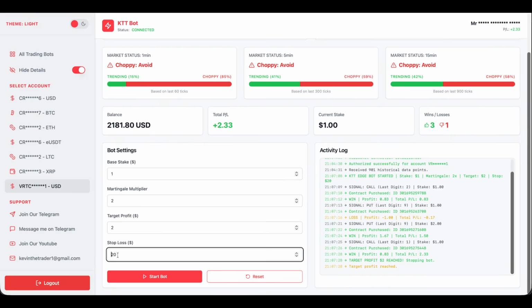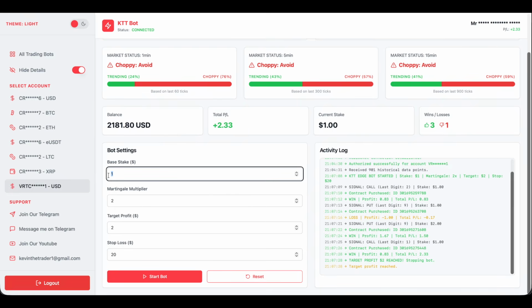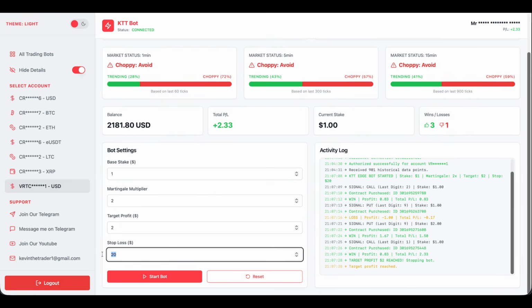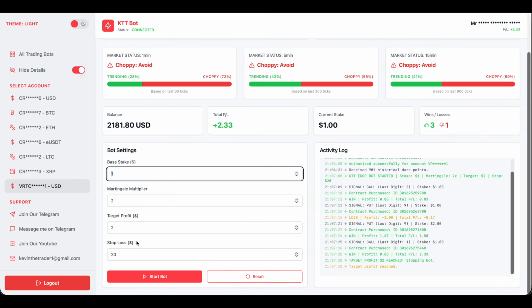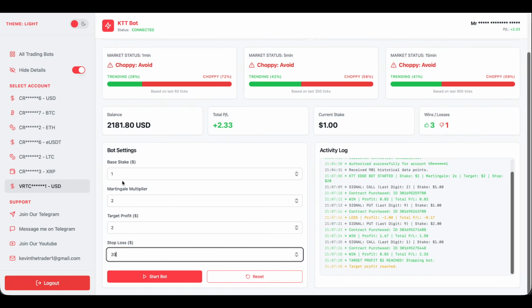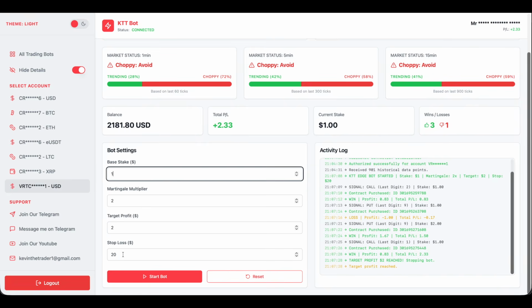This is our stop loss. This is the money that we are ready to lose, right? Because we're trading with money that you're ready to lose. So you can put here your base stake as 10 if your stop loss is 20. That would be ridiculous, right? So this is 5% of our stop loss.